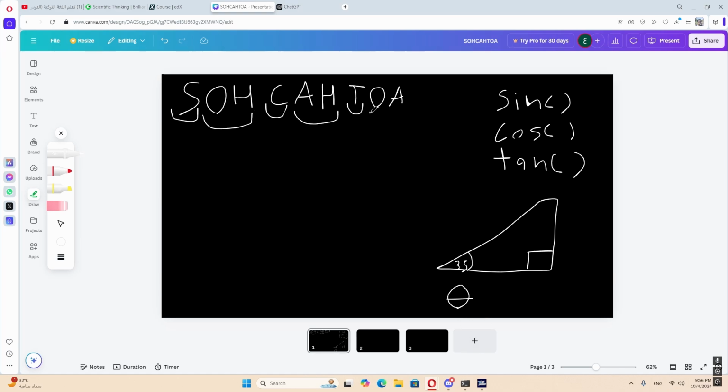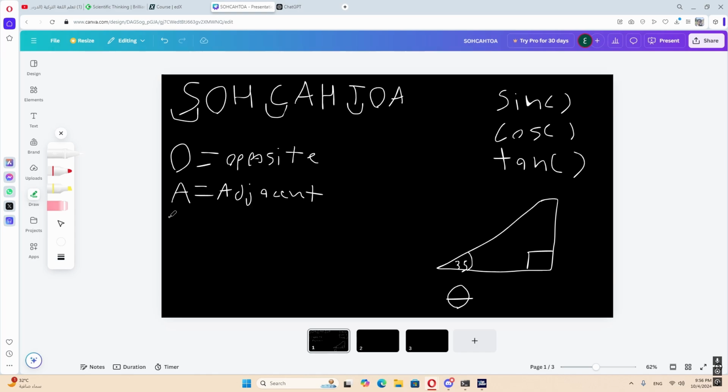OH, AH, and OA. O is opposite. A is adjacent. H is hypotenuse in a triangle. Okay. So of course you know the hypotenuse is the longest side of a triangle. This is the H. This is the theta, the angle, the small angle.